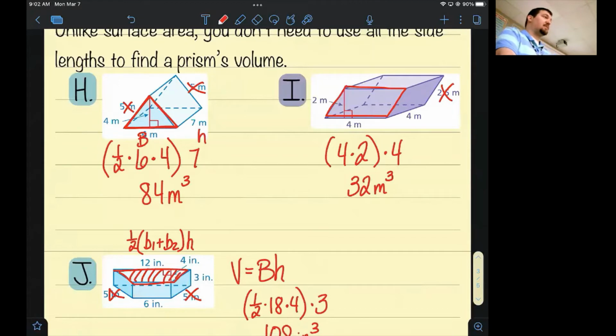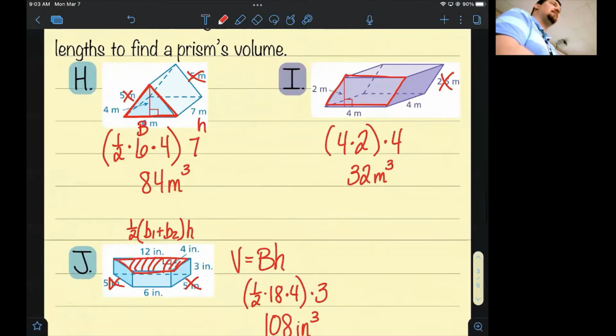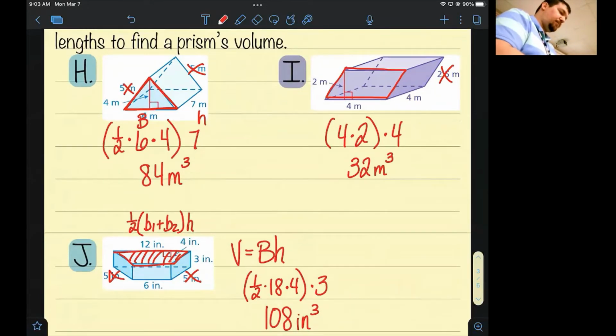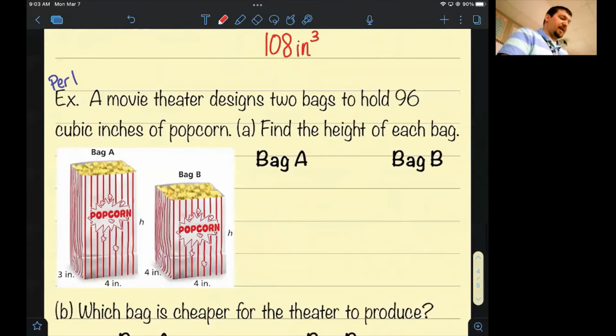So if you have problems like this where they give you more numbers than you need, just locate the ones you do need. Find the area of your base times the height. We're going to stop right there for today.